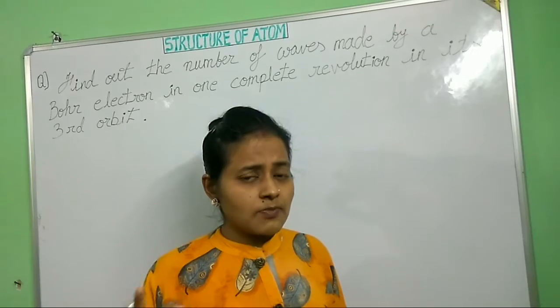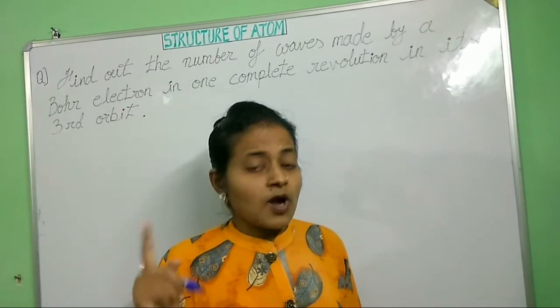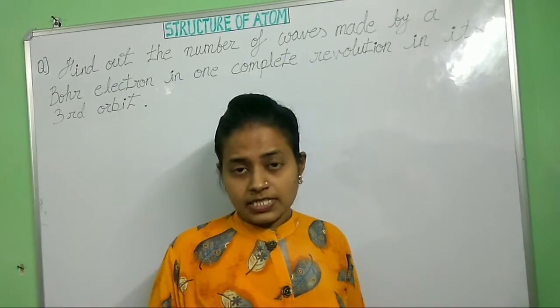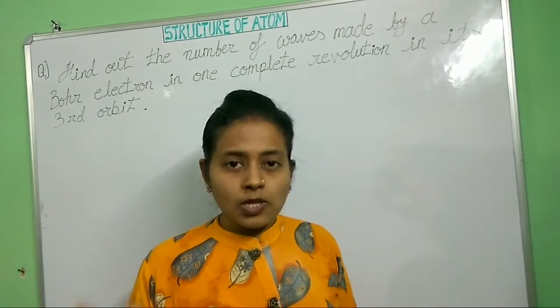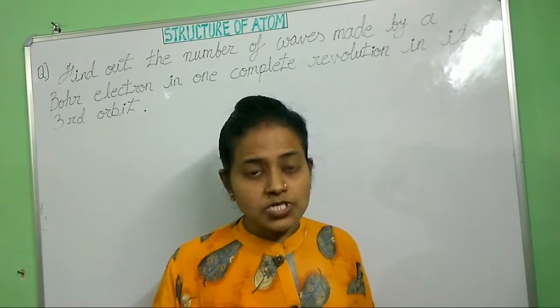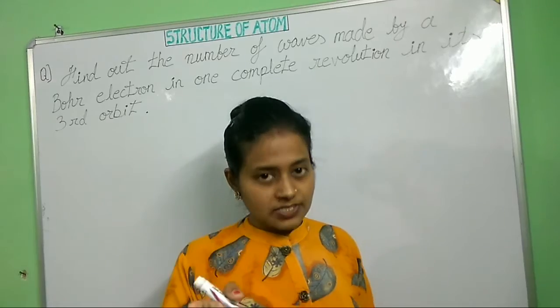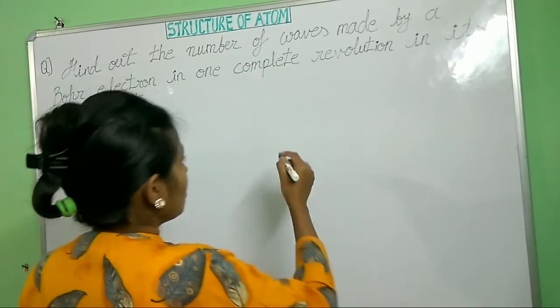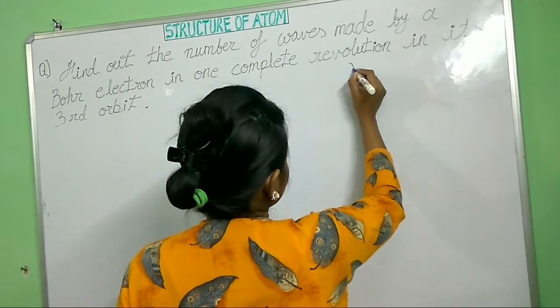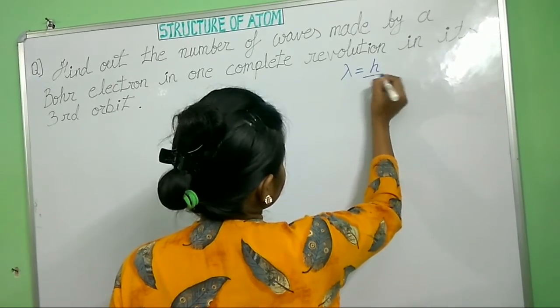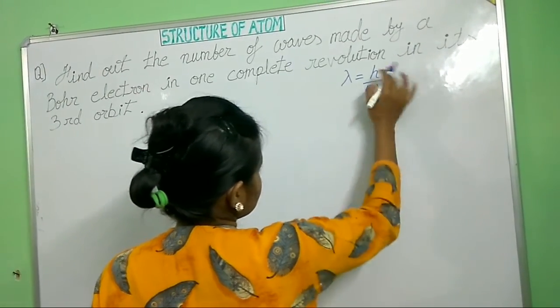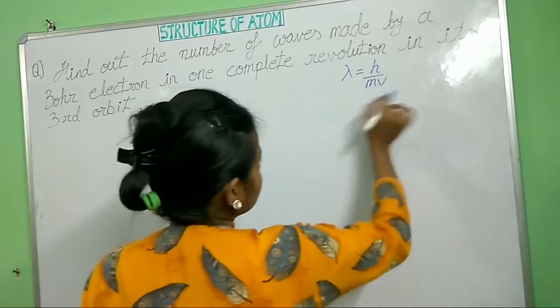Now we have heard about the de Broglie equation. What did de Broglie state? He stated that all the material particles in motion possess wave characteristics, right? So, how to write the de Broglie equation? Lambda equal to h by mv. This is stated, and how to derive this?